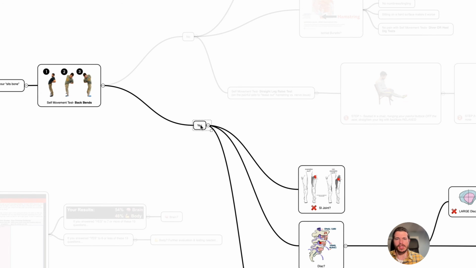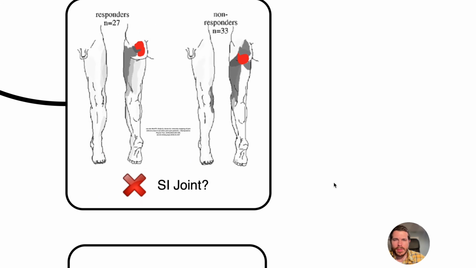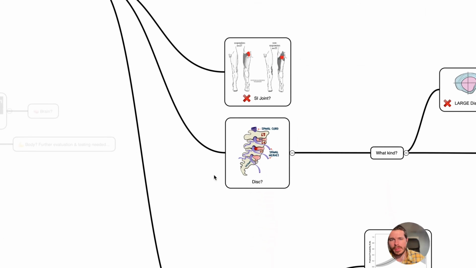Okay, but let's just say it does. Just say bending backwards does recreate your symptoms. Well, the cool thing is we don't really need to worry about SI joint issues. You might say, well, why? Because again, studies clearly show that people who respond to the gold standard diagnostic test for SI joint issues, an SI joint injection, do not have pain at the sits bone location as the primary source of pain. They have pain higher up in the center of the buttock. And so the chance you have an SI joint problem is very, very low, even if bending backwards causes your symptoms, just based off the location.